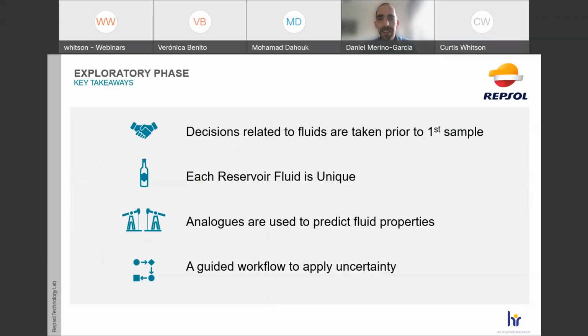I just wanted to emphasize that in the exploratory phase, sometimes we have to take decisions even before taking the first sample. So we need something, as we are doing now, to have a guided workflow to apply uncertainty, because in the end, each reservoir fluid is unique. You cannot assume that your analog is going to be perfect for your prospect, because again, reservoir fluids are like bottles of wine. And finally, these analogs may exist to help you predict fluid properties, but you have to select them with care, not only by location, but also if they have the kind of, let's say, geochemistry characteristics that you're expecting in this particular prospect.